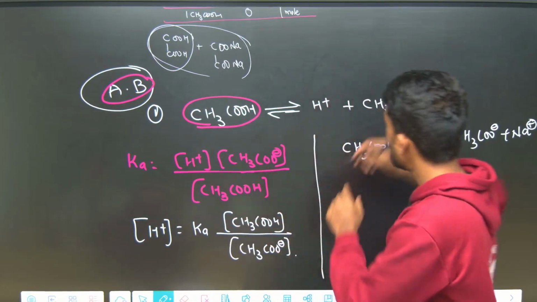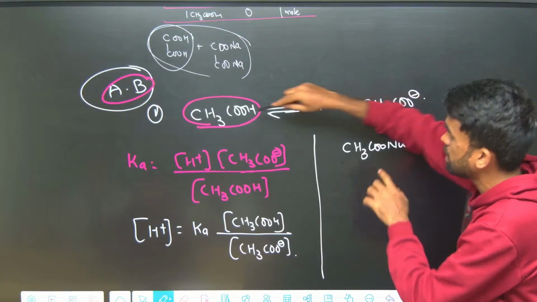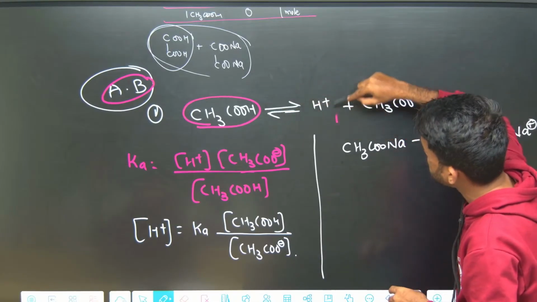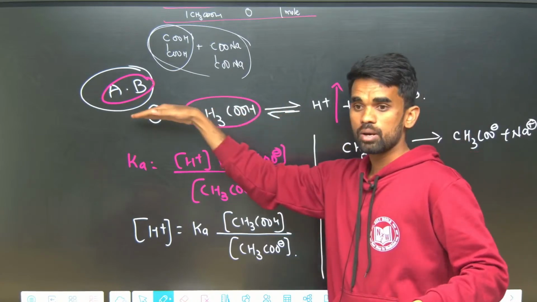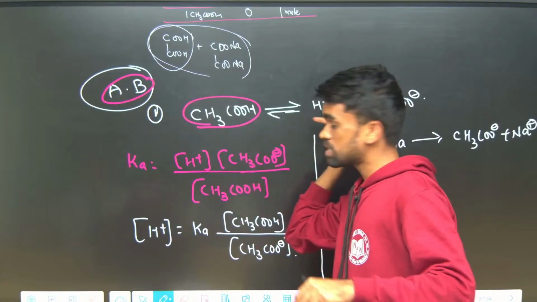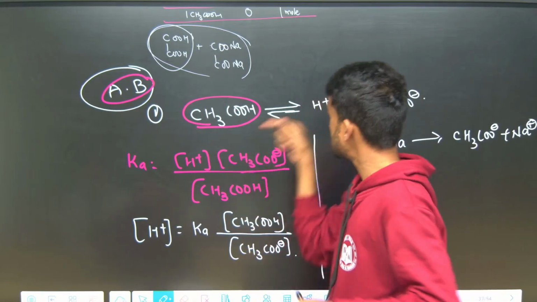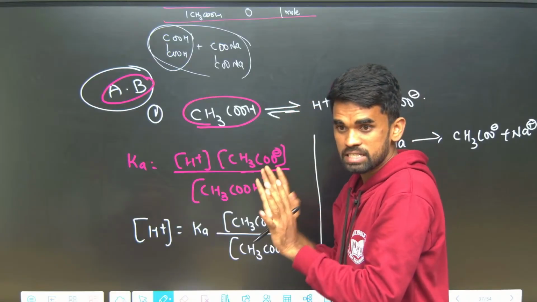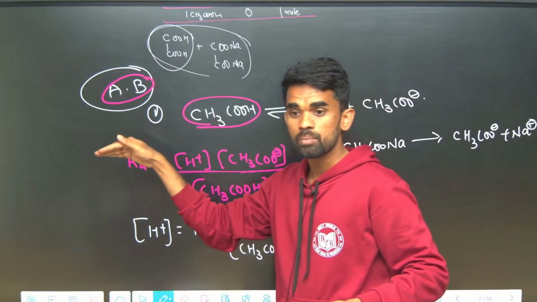Why? Because whatever H plus ion you are adding, see, this is an equilibrium now. If the concentration of H plus ion is increased, what happens to the equilibrium? It goes backward. So it is just adjusting its equilibrium. Is there any change in pH now? No. Just the equilibrium is getting adjusted. If you increase the concentration of H plus ion, the equilibrium moves backward.